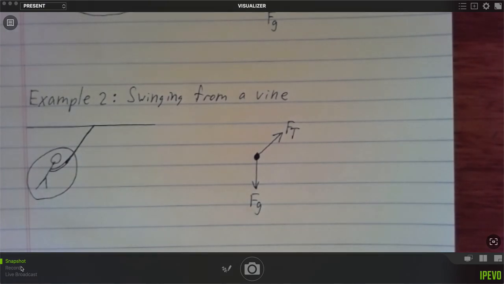So there's 2 examples. I'm going to give you a bunch to work on probably in class, and then we'll move on to Newton's second law.